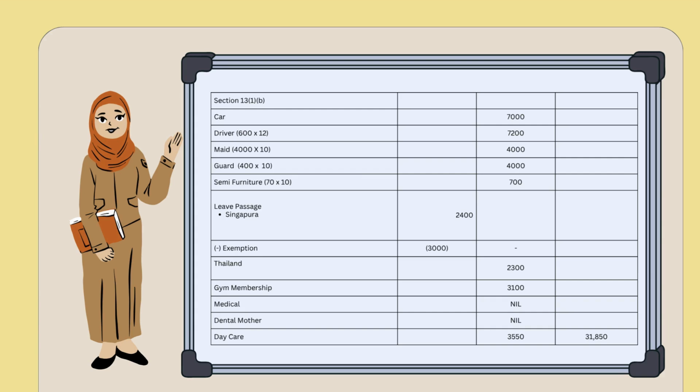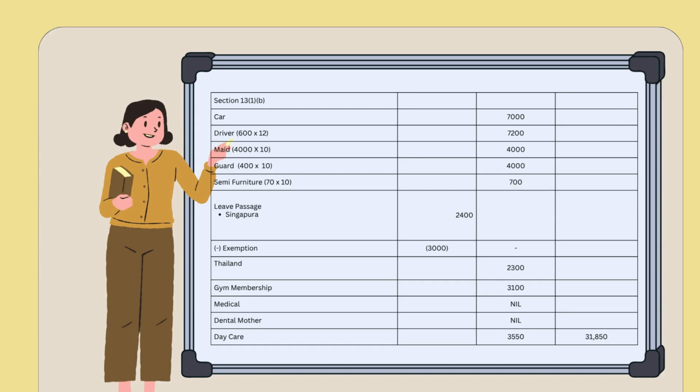Maid and guard is RM 400 multiplied by 10 months, equal to RM 4,000. Then a semi-furnished house with an air conditioner, the amount is RM 70 multiplied by the 10 months she stayed at the house, equal to RM 700. Leave passage to Singapore amount RM 2,400 and gets exemption RM 3,000. Leave passage for Thailand RM 2,300. Gym membership RM 3,100. Medical and dental for the mother of Phuong is not taxable and exempt from income tax. Lastly is daycare of Phuong's mother RM 3,550. The total amount in Section 13(1)(b) is RM 31,850.